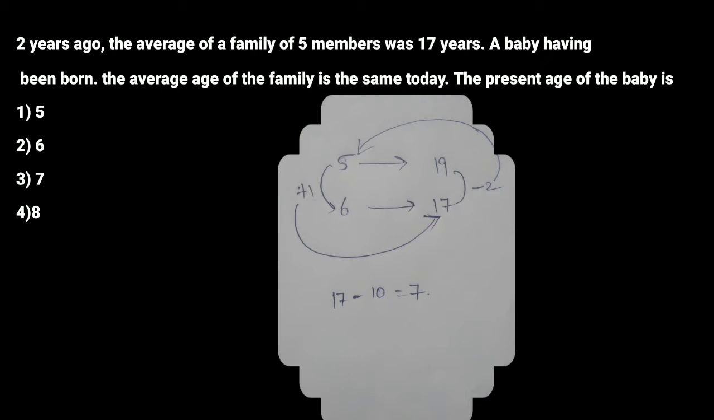Now follow the same procedure. Here the left hand side difference is 1 and the right hand side difference is minus 2. Here the sign is very important. Now multiply the left hand side difference with the right hand side bottom number, and the right hand side difference with the left hand side top number. Now the answer is plus 1 into 17, 5 into minus 2, equal to 7. Now the age of the baby is 7 years.